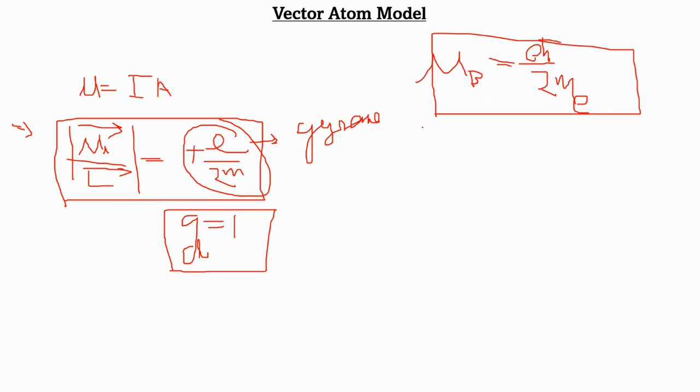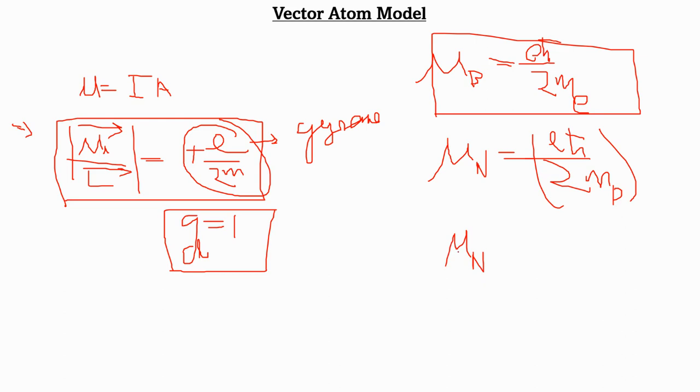In atomic and molecular physics, we calculate the magnetic dipole moment in terms of the Bohr magneton. In nuclear physics, we calculate it in the nuclear magneton, whose expression is e h cross by 2 m p, or m n, whatever it may be. Since the mass of the proton is much greater than the mass of the electron, the Bohr magneton is much greater than the nuclear magneton. So the Bohr magneton is nearly 1836 times the nuclear magneton.